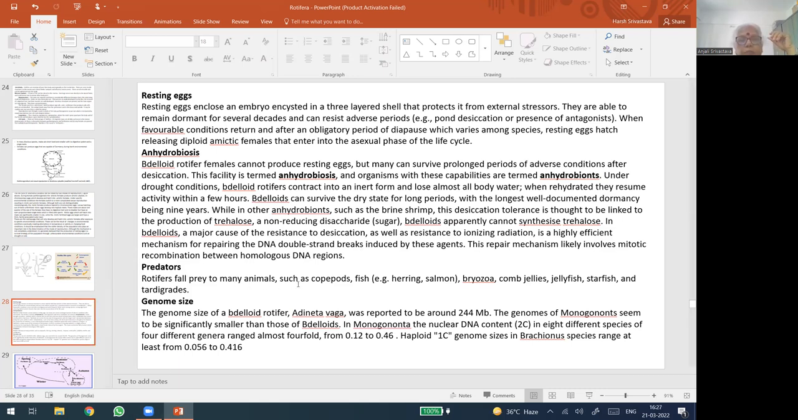Rotifers fall prey to many animals, so there are predators also of rotifers, such as copepods, fishes, bryozoa, comb jelly, jellyfish, starfish, and tardigrades. Now, the genome size of the bdelloid rotifer Adineta vaga was reported to be around 244 MB.